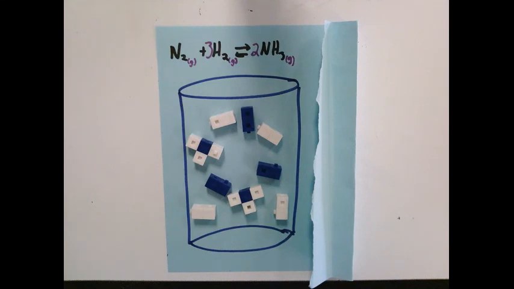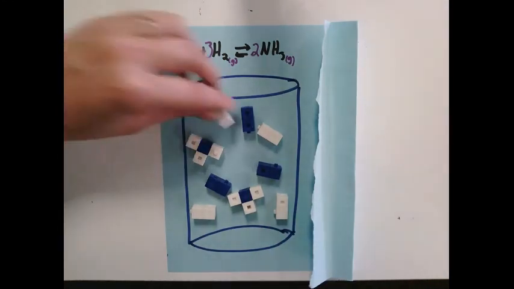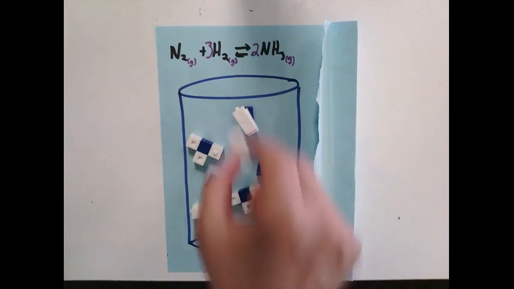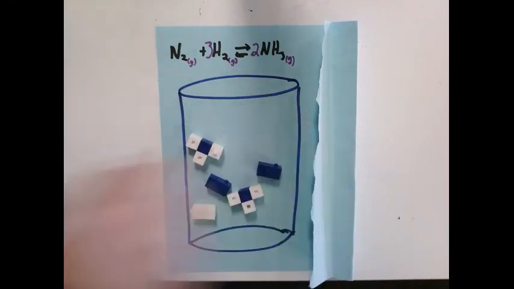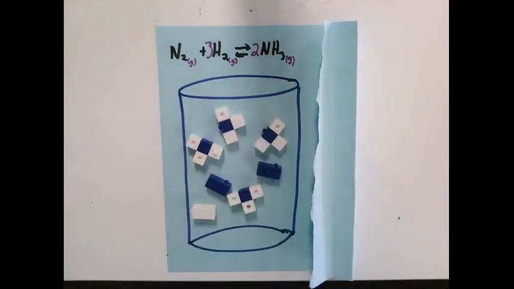For example, if we add more N2, then they're going to collide more often with our hydrogens, and these will react and make our ammonia.